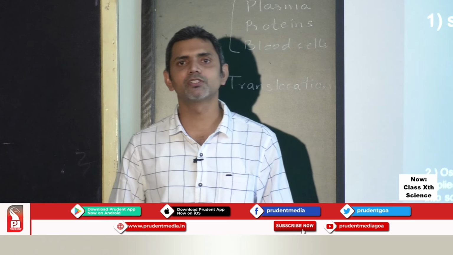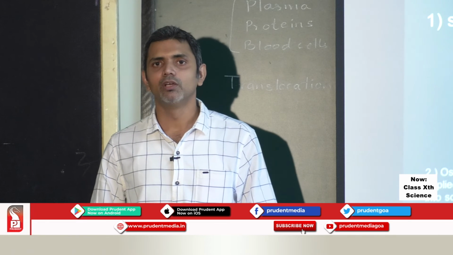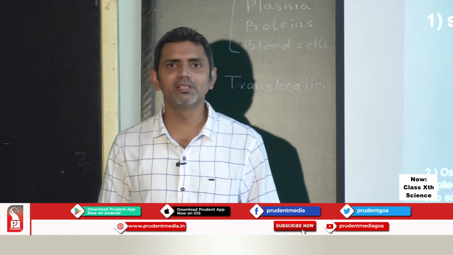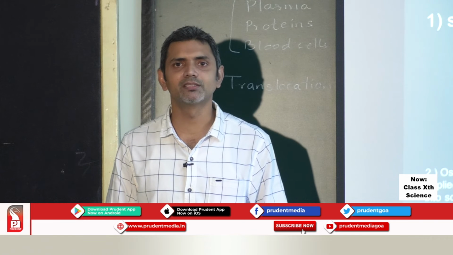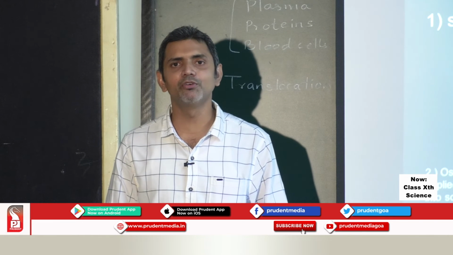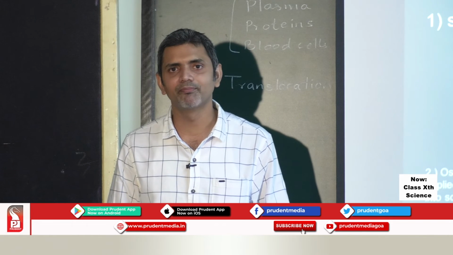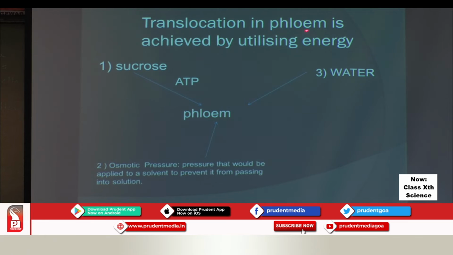This is one of the functions of phloem. So, phloem also transports amino acids in plants. Phloem consists of sieve tubes and companion cells. How does translocation take place in phloem?